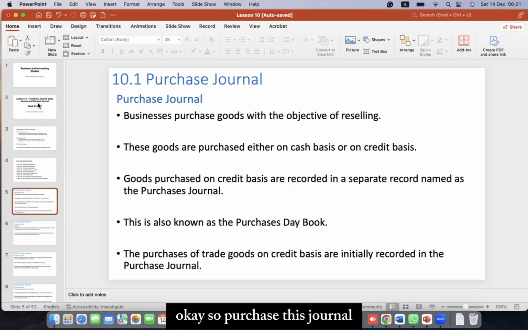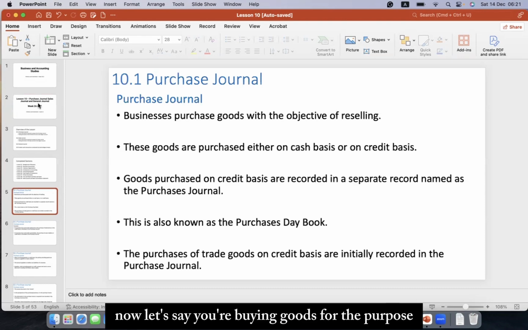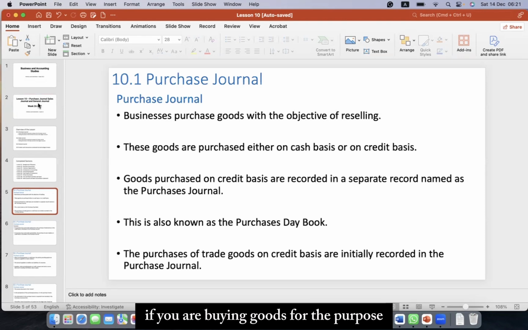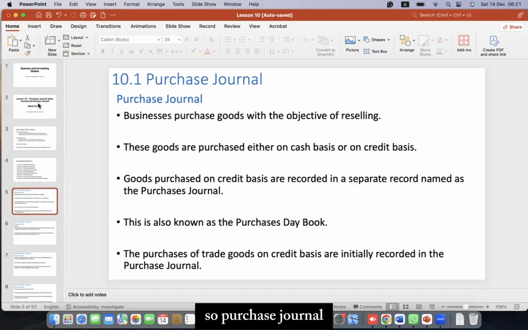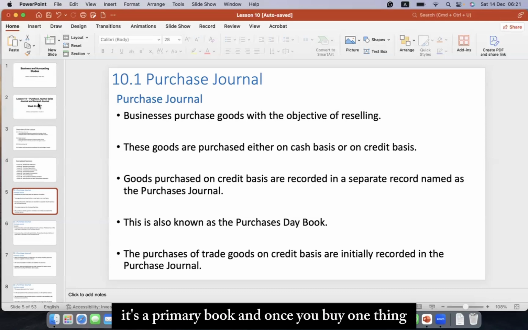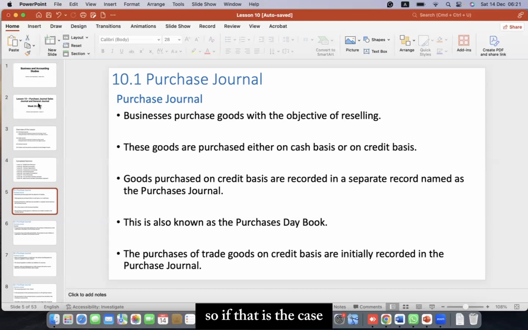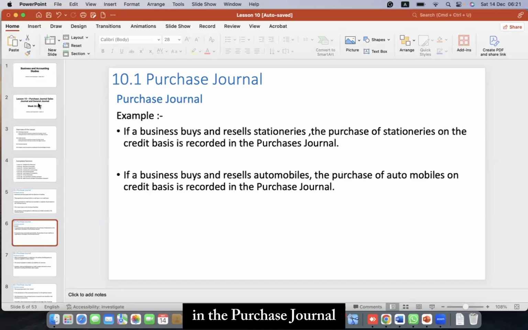Okay, so the purchases journal. The purchases journal is a specialized journal. Let's say you are buying goods for the purpose of reselling, and you are buying them on a credit basis. You are firstly recording them in the purchase journal. It's a prime entry book. So if that is the case, you will initially record these transactions in the purchase journal.